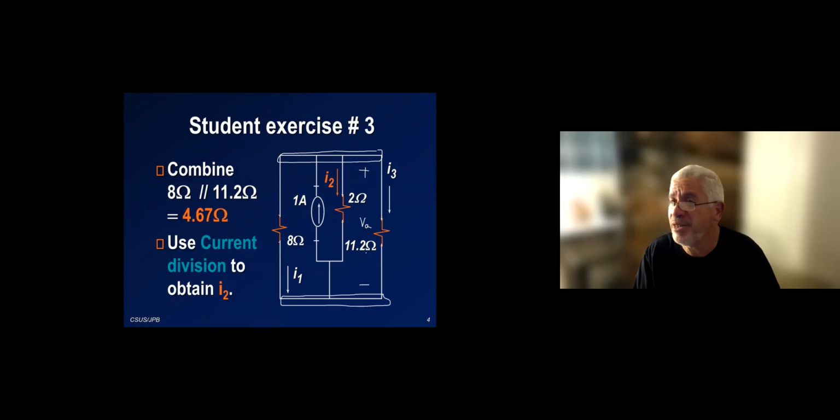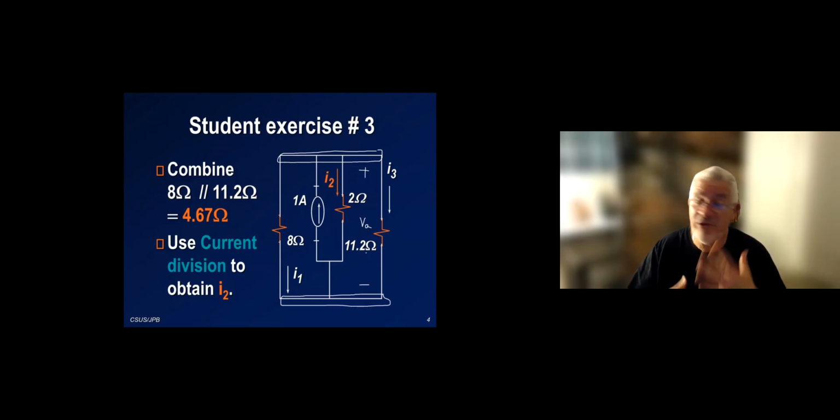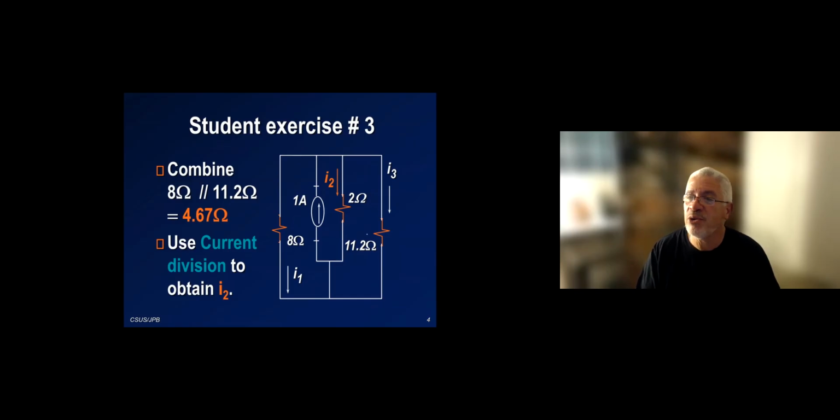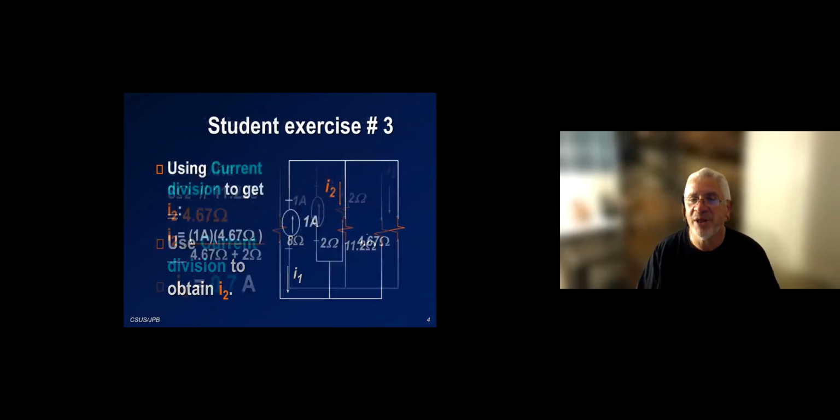I'm not going to do that here so that I can, again, overemphasize current division for you. What I'm going to do instead is combine two of the resistors and leave one, and then find that current. So you're going to see what I'm doing here.